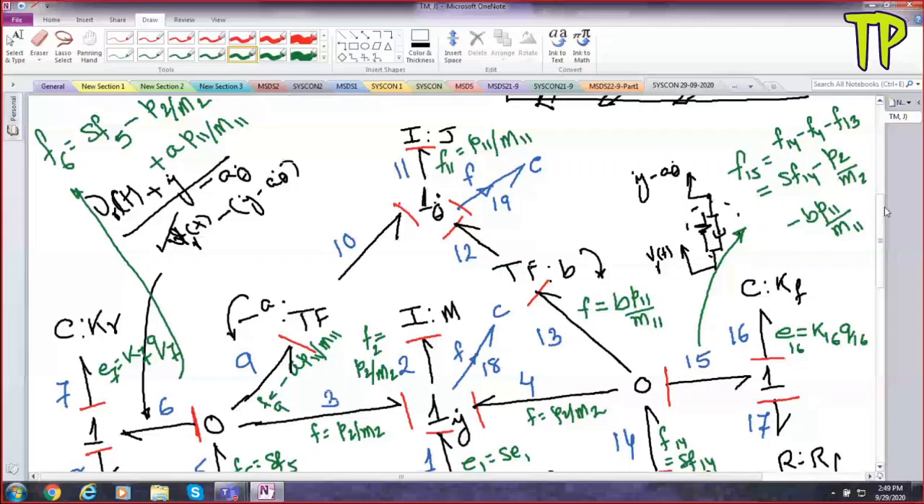E19 is 0. It's sensor. It only has flow. Okay? Flow sensor is always put at one junction. So it doesn't affect one junction. It has 0 effort. Okay? So it will not affect one junction. So it will not come in equation of inertia. E19 is 0. Flow is present. So here, we have E11 is equal to E10 plus E12.